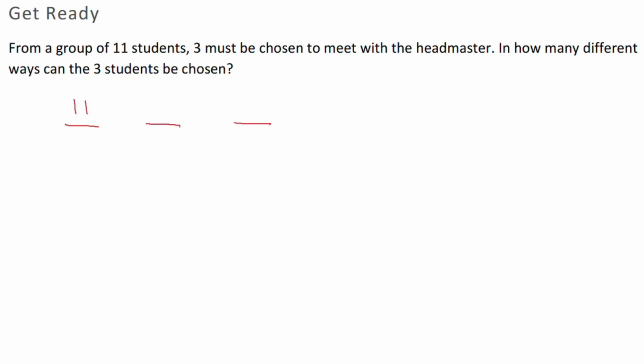There are 11 ways we could select the first student, 10 ways we could select the second student, 9 ways we could select the third student, which is 11P3, or 11 times 10 times 9, which is 990. So there are 990 ways we could choose those 3 students. But this is incorrect. Or not fully correct, at least.